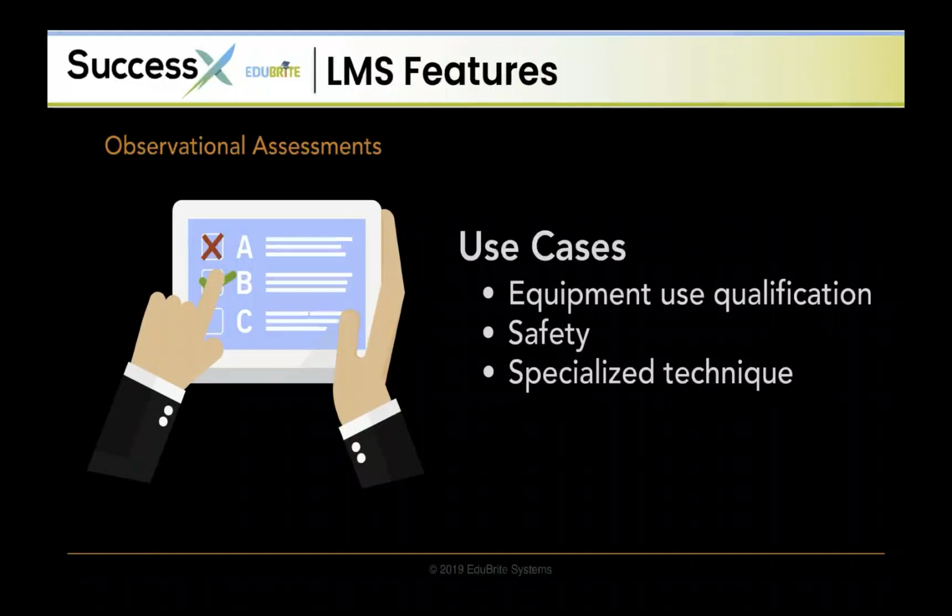So a good example of this might be assembly line workers having to use a particular machine and needing to be qualified to use that machine, or welding, where they might have to do a particular type of weld to be certified before they can do body work, for example. So observational assessments are very handy in this particular arena, especially if they're tablet enabled so that they can be brought to that assembly line and done in the actual environment.